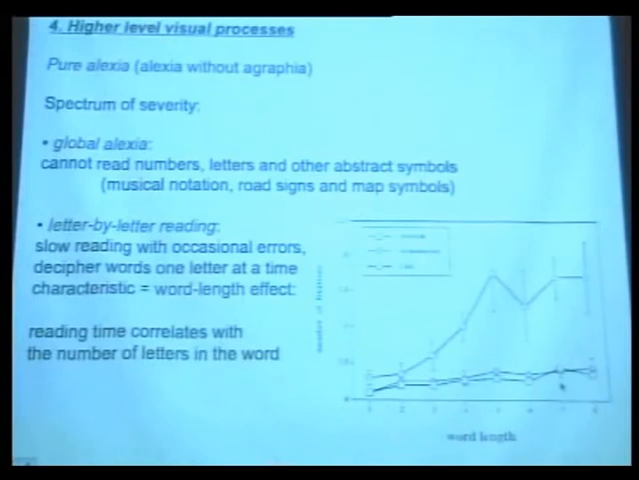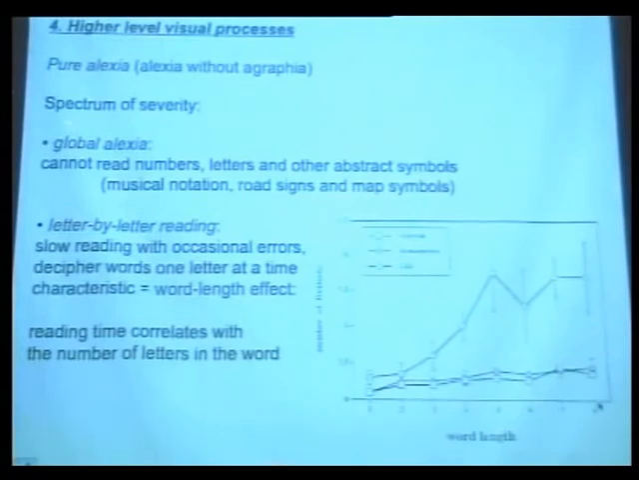If you have a problem with this, what you have is pure alexia, or alexia without agraphia. Now this can be a spectrum of severity. Global alexia, these subjects can't read anything. They can't read words, they can't read letters, they can't even read numbers. They can't read abstract symbols, which are things like musical notation, road signs, and map symbols. This is really a problem with a very, very gross level.